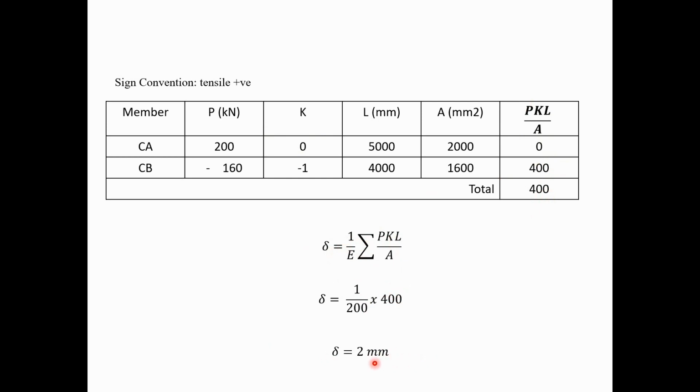So that's all about the numerical of truss, where you have to find out the joint displacement in horizontal or vertical direction by the unit load method, or we can say Castigliano's first theorem. Thank you.